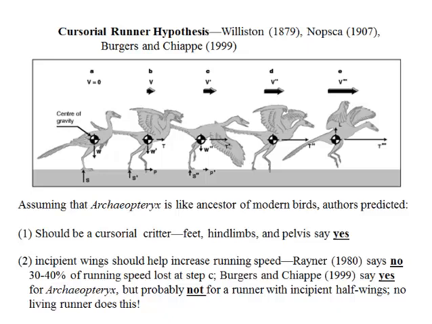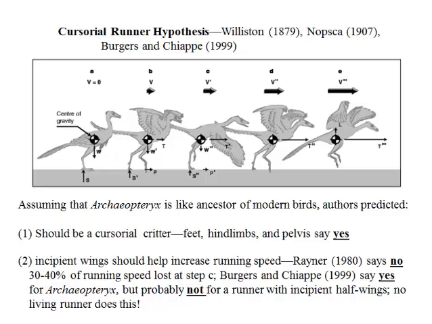Jeremy Rayner in 1980 published a paper doing all the physics saying there's no way. He says when you get to step C there in the middle and you begin lifting your feet off the surface, you'll lose 30 to 40% of your running speed at that step. You're not going to gain forward momentum at all. In a more recent publication, Burgers and Chiappe did calculations and said Archaeopteryx looks as if it might have increased forward speed running with its particular anatomical setup, but probably not if it had only half wings.